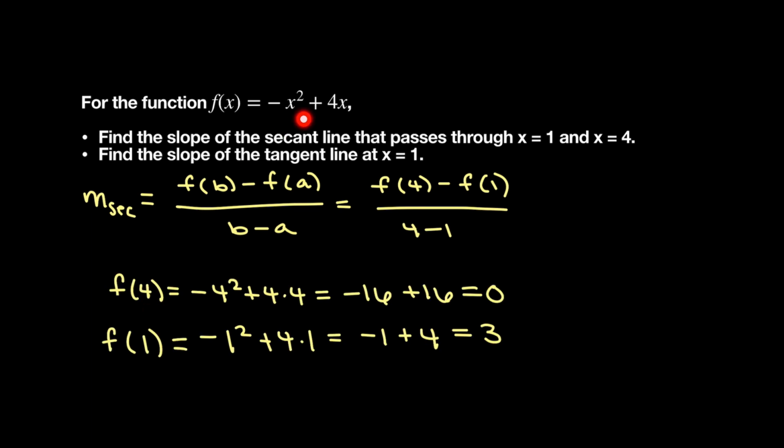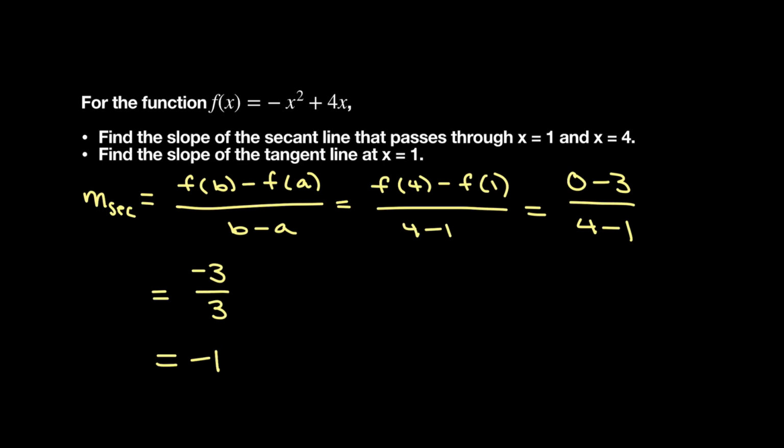F of 4, if I plug 4 into my function, I get negative 4 squared plus 4 times 4. That is going to be 0. F of 1, negative 1 squared plus 4 times 1 should be 3. So plugging that in, f of 4, so 0 minus f of 1, which is 3, divided by 4 minus 1, that's negative 3 over 3, or negative 1.